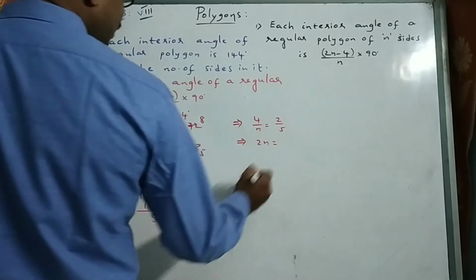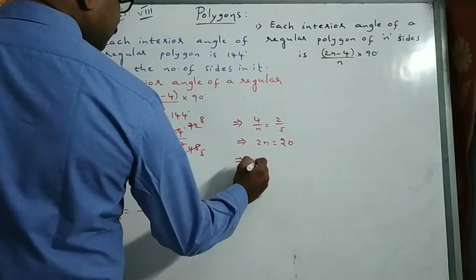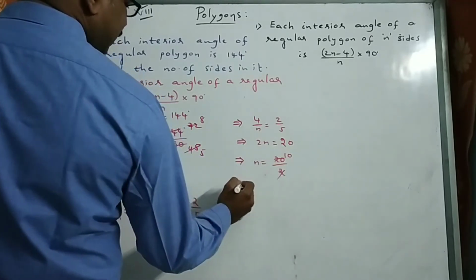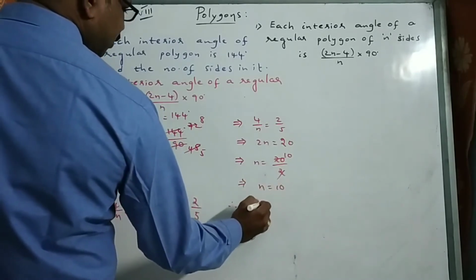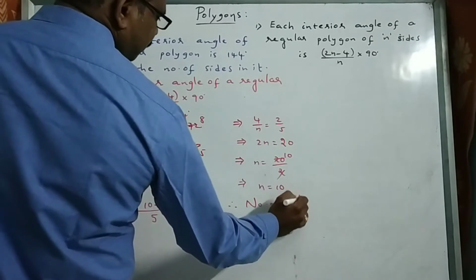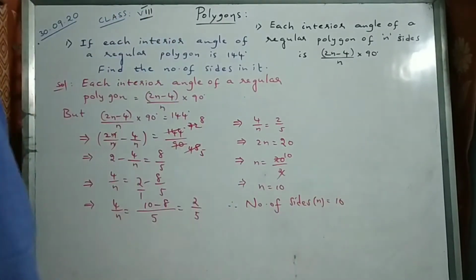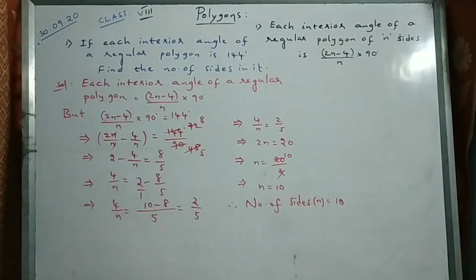So 4 by n equal to 2 by 5. Cross multiply. 2n equal to 5 fours are 20. So n equal to 20 upon 2. So n equal to 10. So therefore number of sides how many? That regular polygon is a 10-sided polygon, which is nothing but a decagon. Okay. So this is the way we calculate, right?